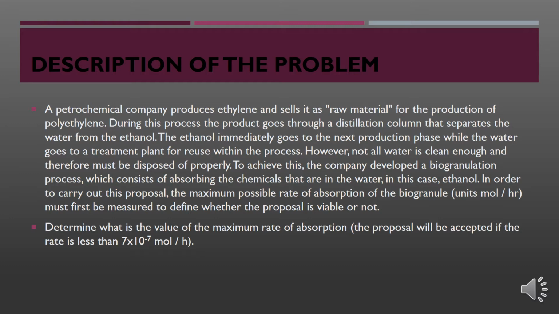To achieve this, the company developed a biogranulation process, which consists of absorbing the chemicals that are in the water, in this case ethanol. In order to carry out this proposal, the maximum possible rate of absorption of the biogranule, in units of moles per hour, must first be measured to define whether the proposal is viable or not, and we have determined that the value of the maximum rate of absorption has to be less than 10 to the minus 7 moles per hour.